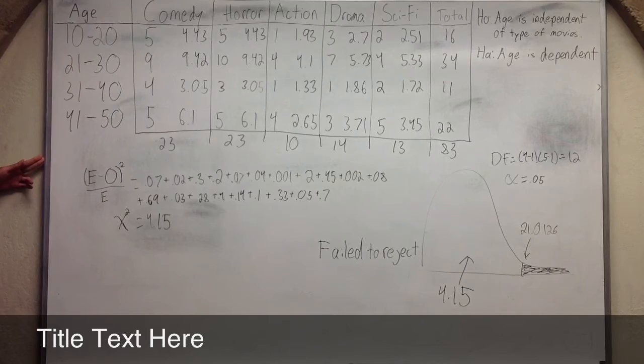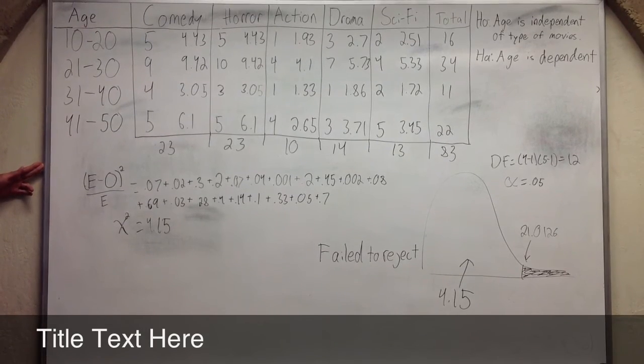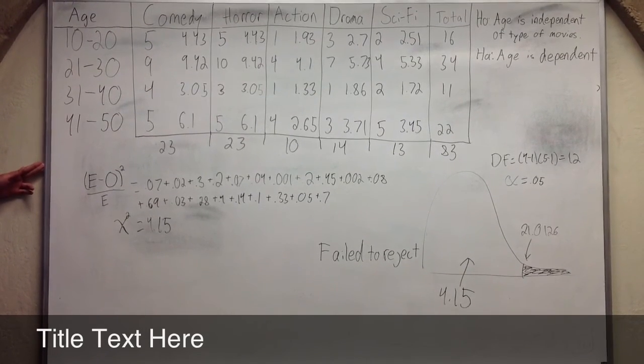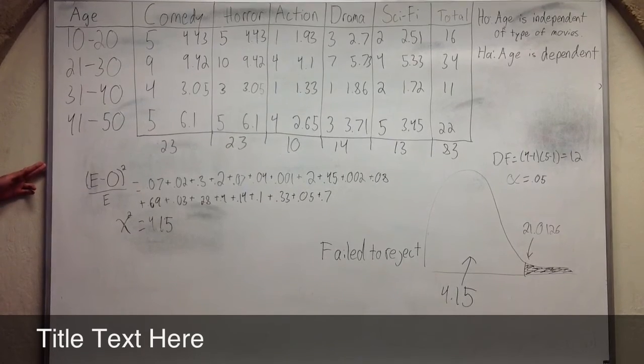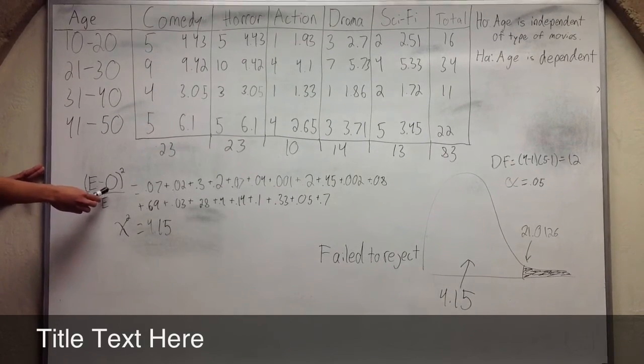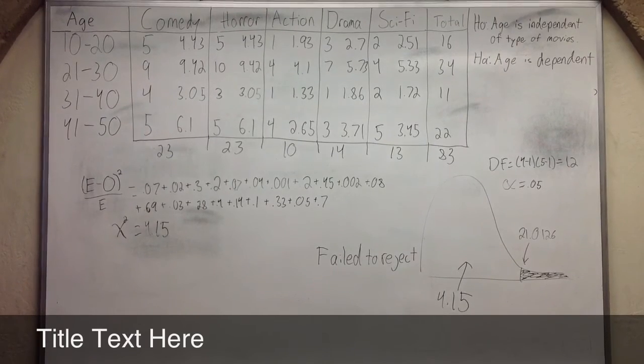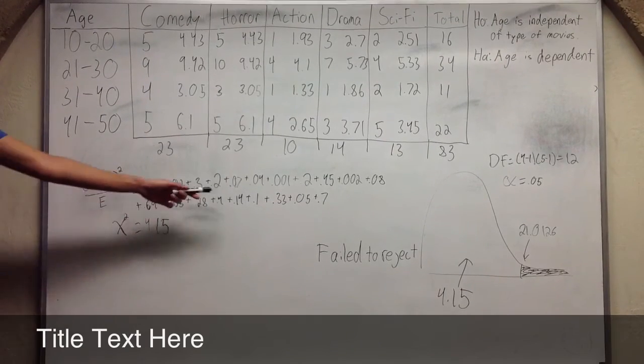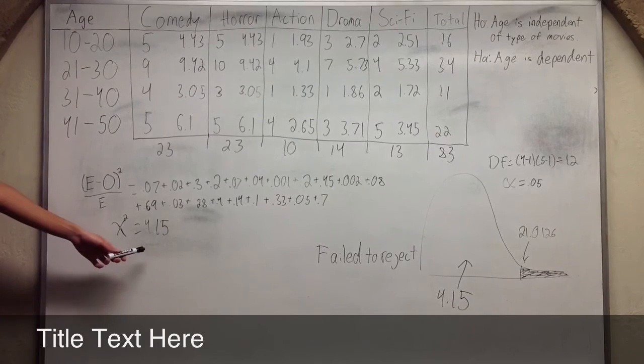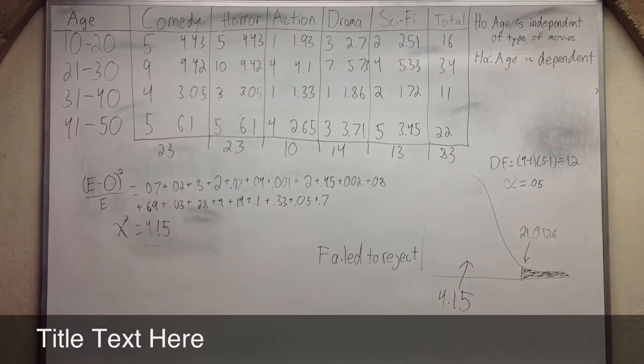And after you go through all that math, you plug the numbers you got into the equation right down there. Expected value minus observed value squared divided by expected value. And you do that for every single section. Add together all the numbers you get, and you get chi-squared, which is 4.15.